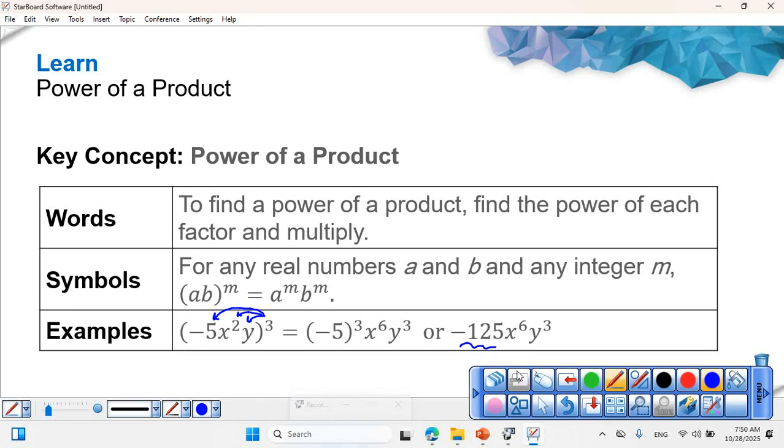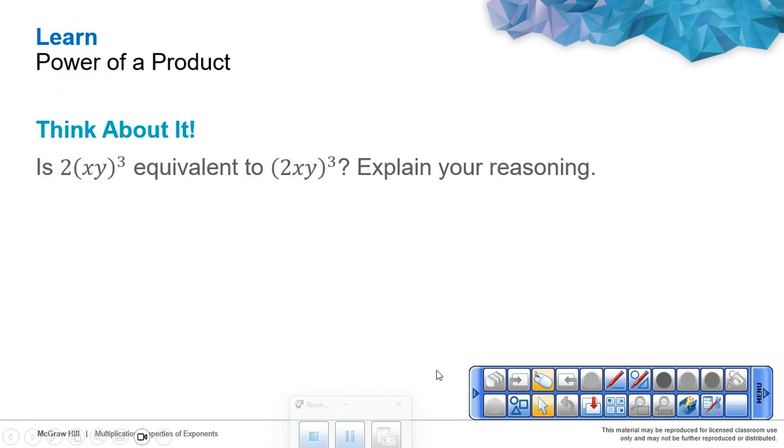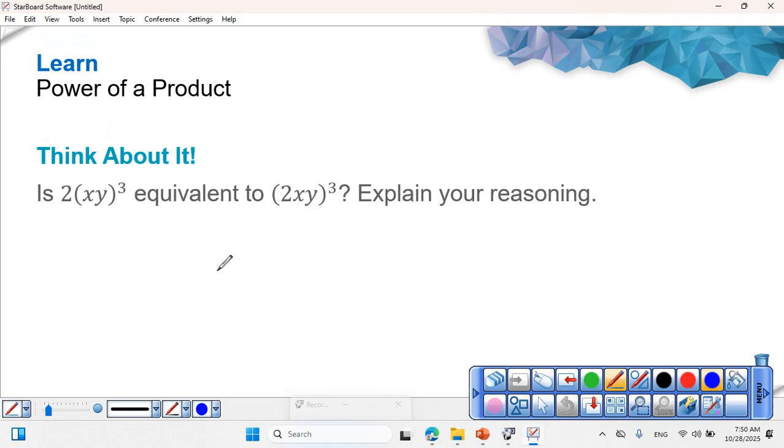Let's move to the next example. I think here, this example, the same here, as you see, 2 times xy to the power 3 is equal to xy to the power 3? I think isn't equal. Why? Because let's start here. We can distribute the exponent to all the components inside the product.